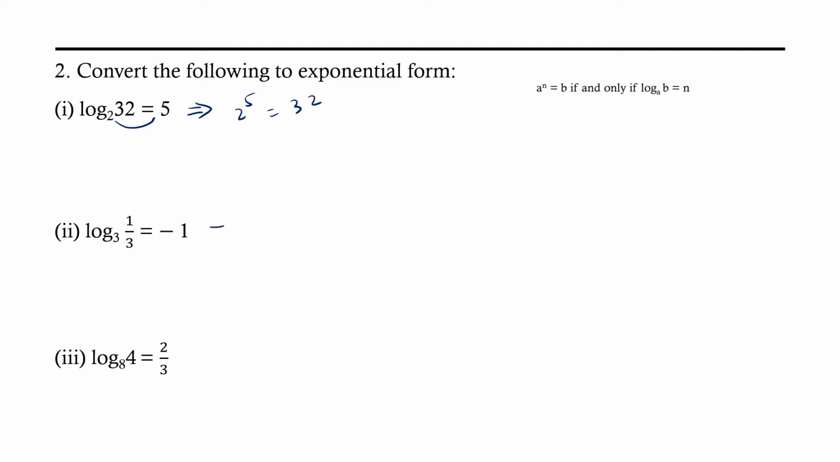Then the next one, log 1 by 3 to the base 3 equal to minus 1. Here the exponential form is 3 raised to minus 1 equal to 1 upon 3. The next one, log 4 to the base 8 equal to 2 by 3. So the exponential form is 8 raised to 2 by 3 is equal to 4.